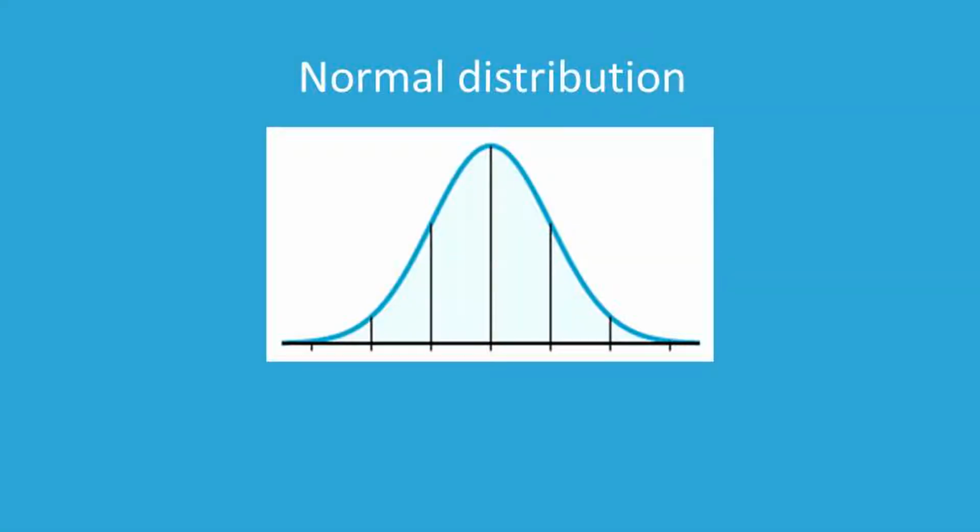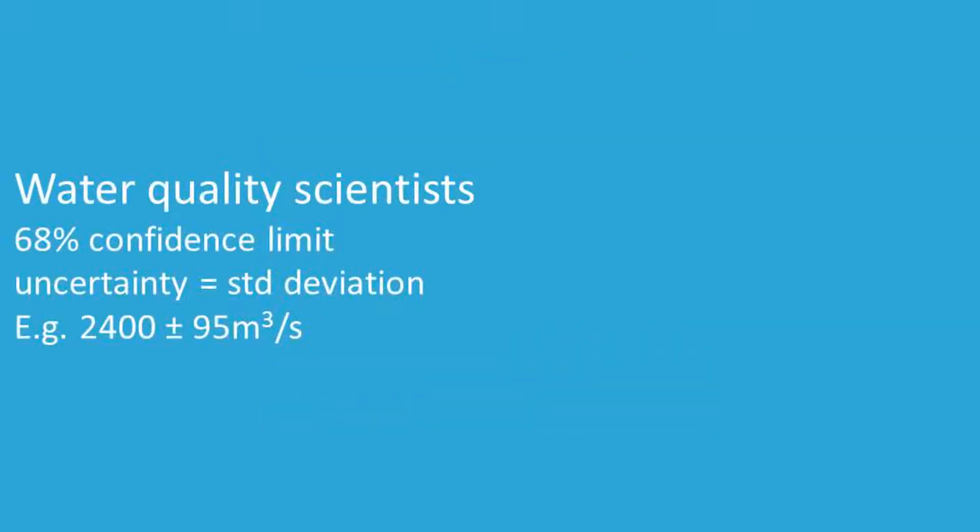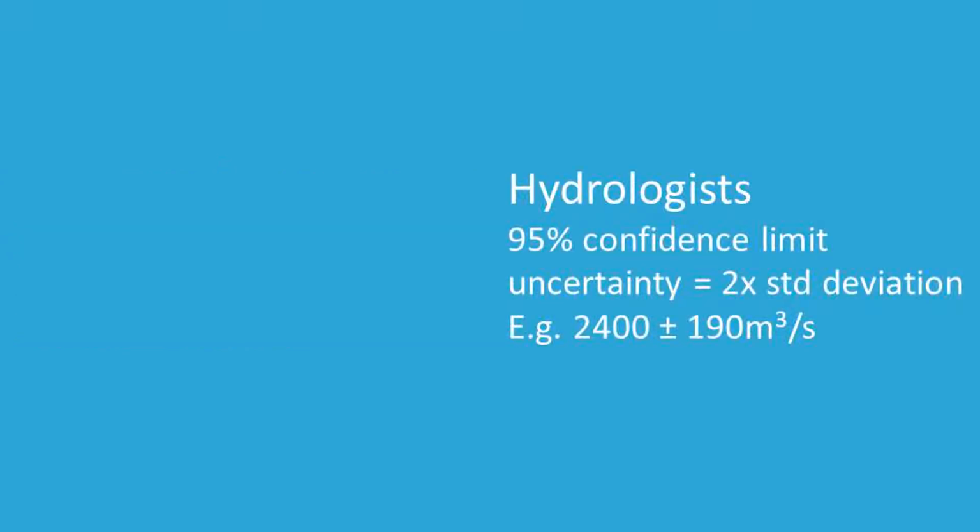And now for uncertainties. Think of it as a normal distribution, where the mean is the value you measured, and the uncertainty is the standard deviation. Now, by convention, water quality scientists express the uncertainty at the 68% confidence limit, so the uncertainty is equal to the standard deviation. Hydrologists, on the other hand, put the uncertainty of a stream flow gauging at a 95% confidence limit, and now the uncertainty is twice the standard deviation.